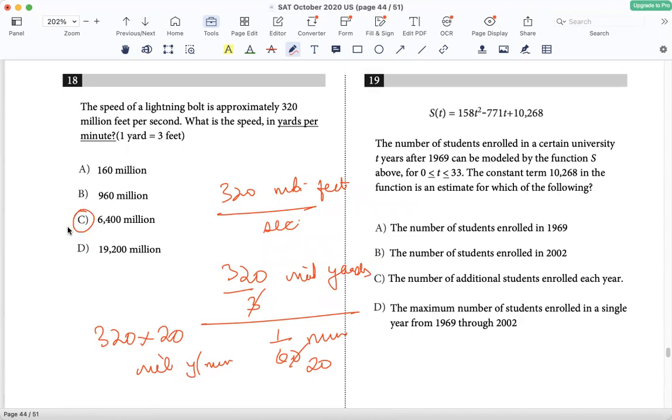The number of students enrolled in a certain university t years after 1969 can be modeled by this function. The constant term in the function is an estimate for which of the following? So the constant term is the y-intercept, right? When t is 0, the number of students is 10,628. So it is the number of students enrolled in 1969.